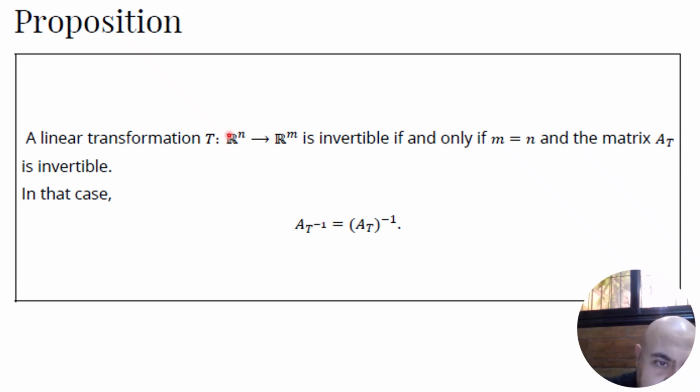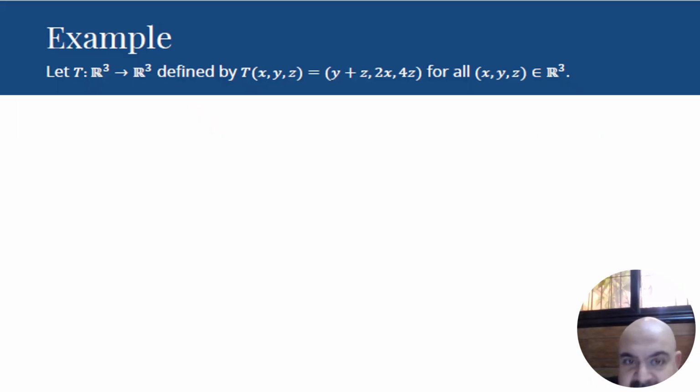So I'm moving from R3 into R3, okay? Or from R2 into R2 and so on. So this linear transform will be applicable only if the vectors are of the same dimension. So R3 into R3, R2 into R2. The matrix A of T is invertible. In that case, the linear transformation matrix is equal to the inverse of the transform matrix. Or the linear transformation matrix has an inverse.